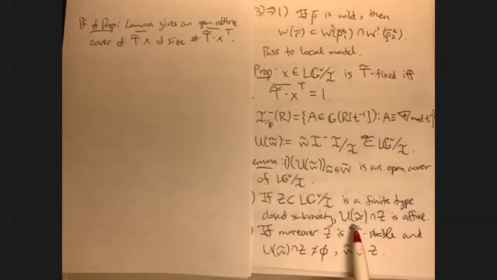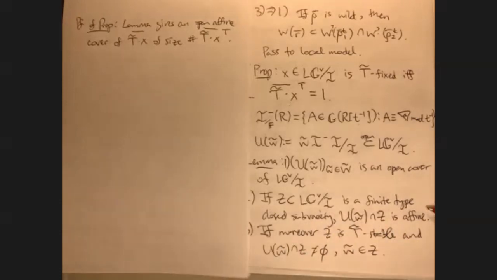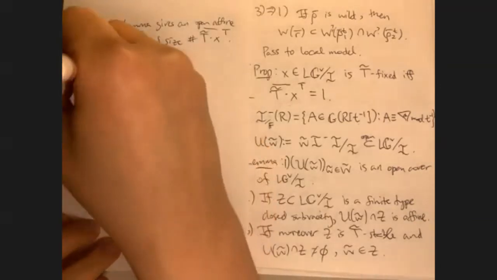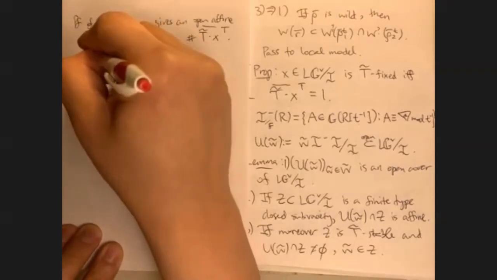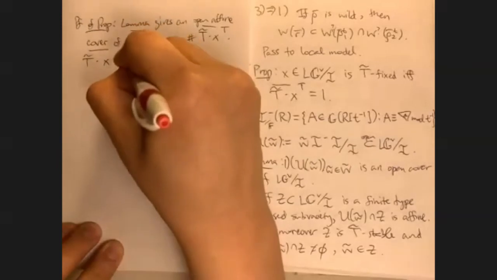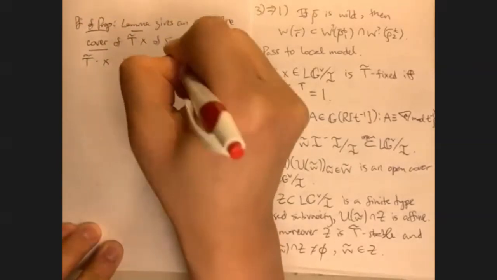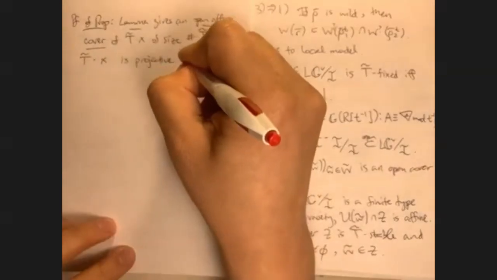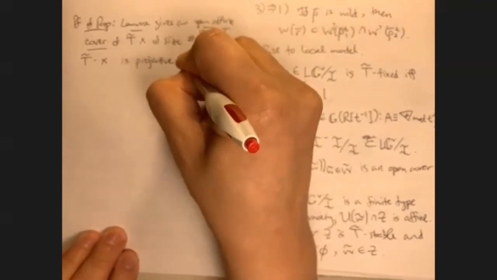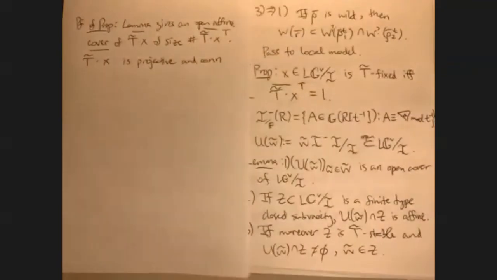So the second part here says that the cover by opens is actually a cover by open affines. And this last part says that to count the number of non-empty intersections, I just need to count the T fixed points. And then now it's easy to conclude. So this orbit closure is projective, just because it's closed in a projective scheme. So the affine flag variety is projective, and it's connected, just because T tilde is.